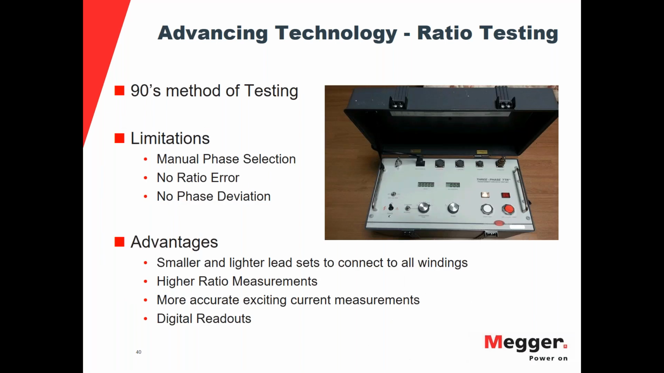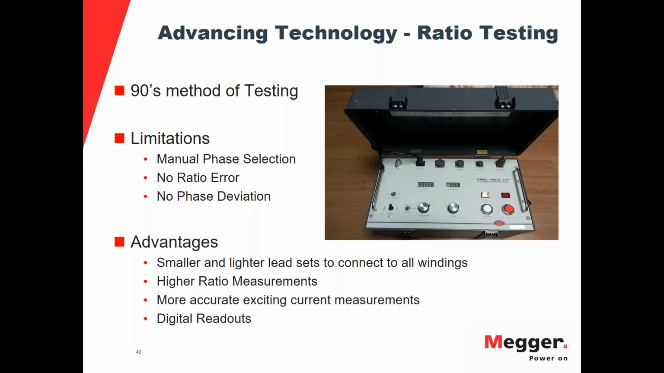So here's a picture of an older unit. It's kind of got away from the hand crank style. We still have manual phase selection. We don't have any automatic switching. There's no phase deviation. There's no ratio error. Literally, we can find out what our current is, and we can find out what our ratio is, but we don't have any way, without penciling it in, to determine our ratio error, and we can't detect any phase deviation.